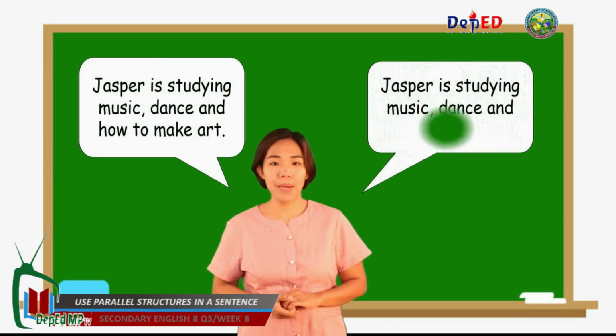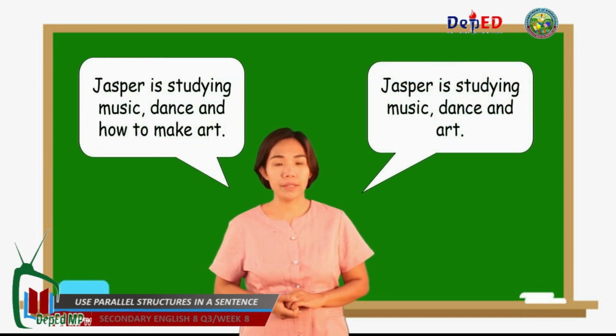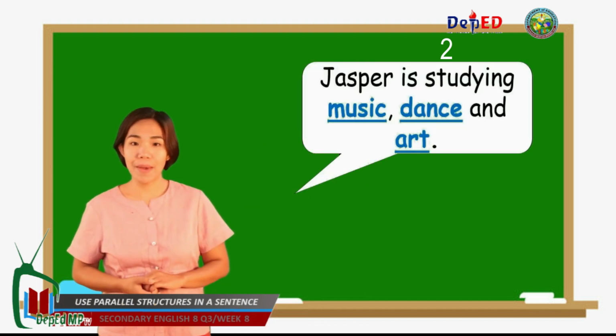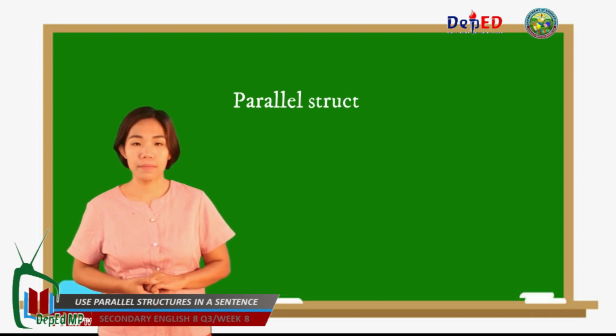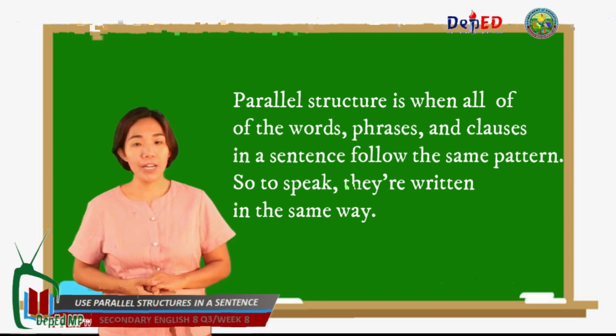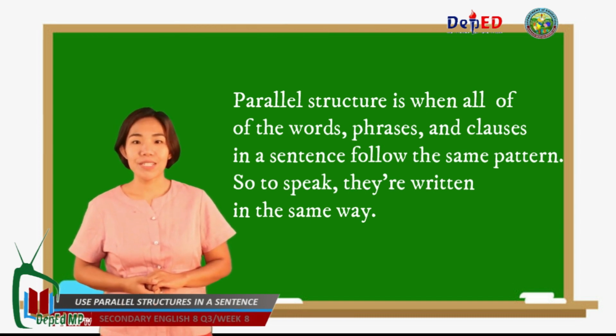Which sentence is better? Sentence 1. Jasper is studying music, dance, and how to make art. Sentence 2. Jasper is studying music, dance, and art. Sentence 2 is better because it uses parallel structures. Parallel structure is when all of the words, phrases, and clauses in a sentence follow the same pattern. So to speak, they're written in the same way.